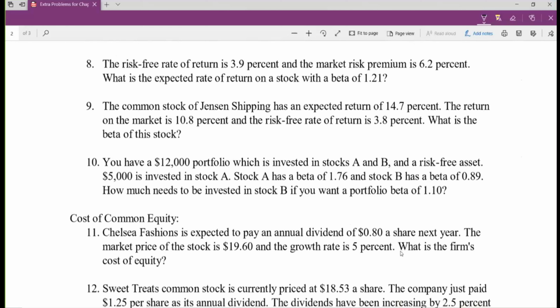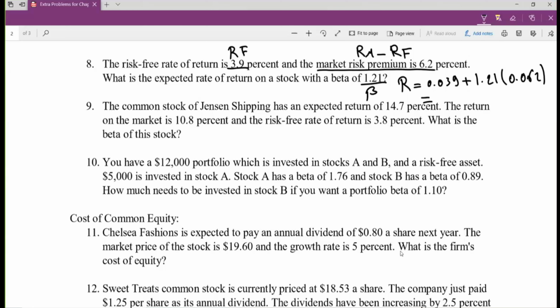Number 8, a direct application of the formula. So here I have RF is 3.9%. This time I have the market risk premium 6.2%. The market risk premium is RM minus RF. What is the expected return on a stock with a beta of 1.21? The return on the stock is equal to 3.9% plus beta 1.21 times the market risk premium, which is 0.062, and the answer is 11.4%.